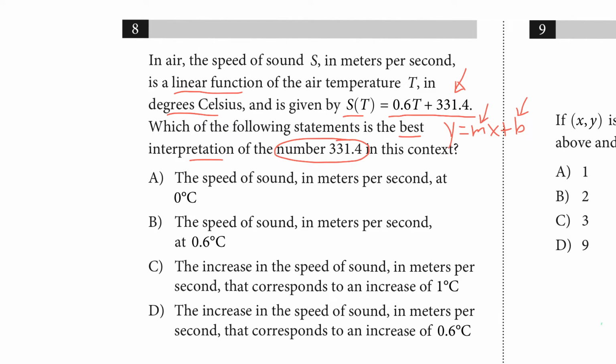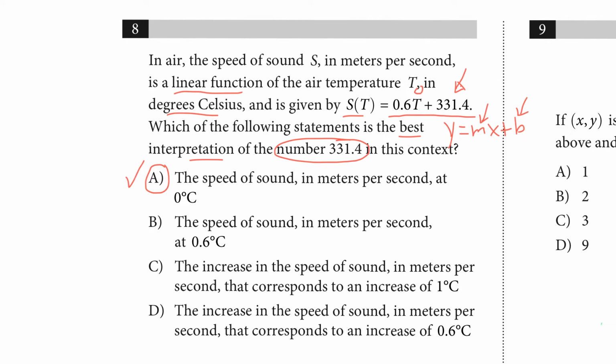Well, in this case, it intercepts. So how do you find the y-intercept? If x is 0, what's y, and so on. So the first answer, the speed of sound in meters per second at 0 degrees Celsius. So at 0 degrees, if t is 0, then the speed of sound is 331.4. That's like the y-intercept. When x is 0, what's y? And in this case, if t is 0, what's s? So to me, this should be the correct answer and you should move on. And that's all you really need to do.